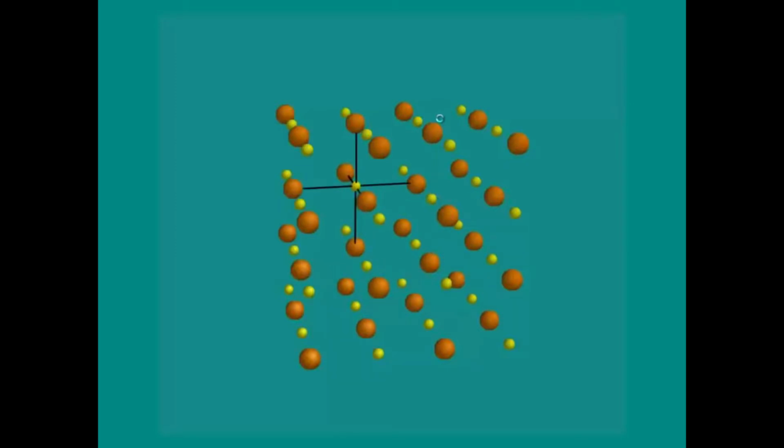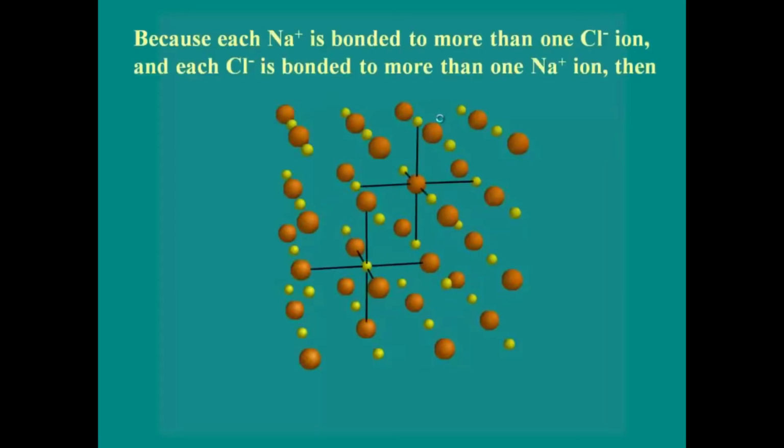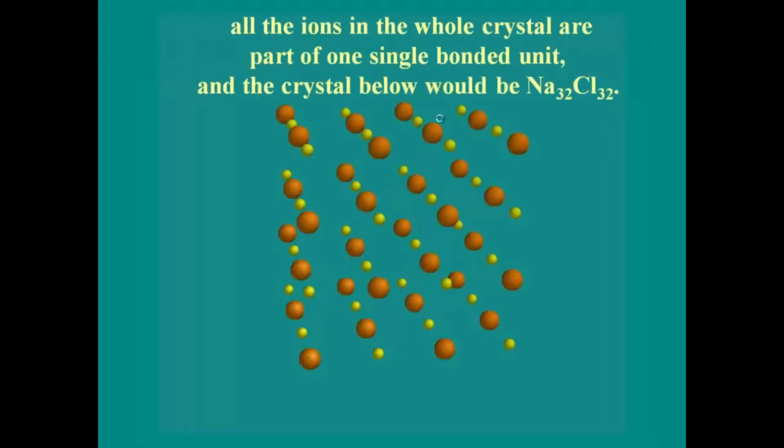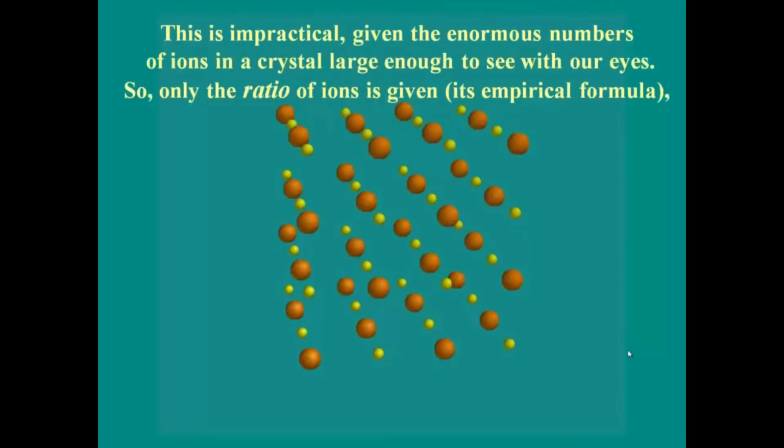So as you go throughout the crystal, you can see that is always the case. Because each sodium is bonded to more than one chloride ion and each chloride ion is bonded to more than one sodium ion, you can think of all the ions in the whole crystal as part of one single bonded unit. And the crystal below would be Na32Cl32. So you can imagine that would be very impractical given the enormous numbers of ions in a crystal large enough to see with our eyes.